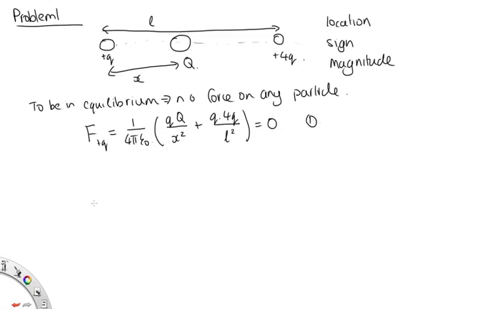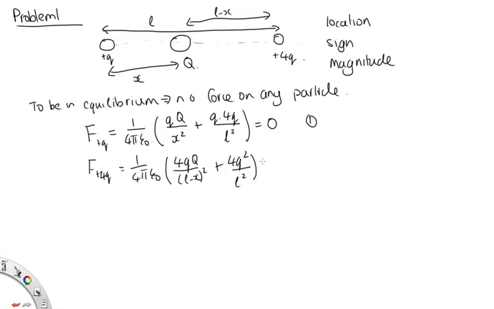Now we can also work out the force on the plus 4Q particle. It's got the force between itself and this capital Q, so that's 4Q times Q over the distance between these two, and if this is L and this is x, then this distance must be L minus x. And then we've got the force between plus Q and 4Q, so that will be 4Q squared over L squared. We know that equals 0, and that's equation 2.